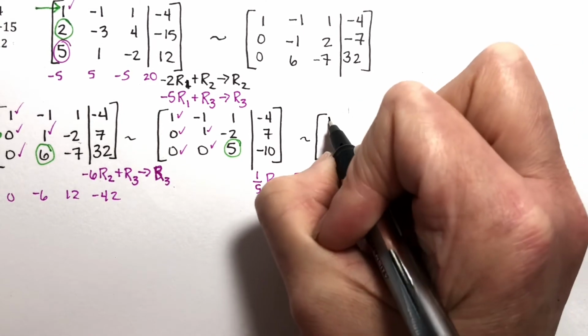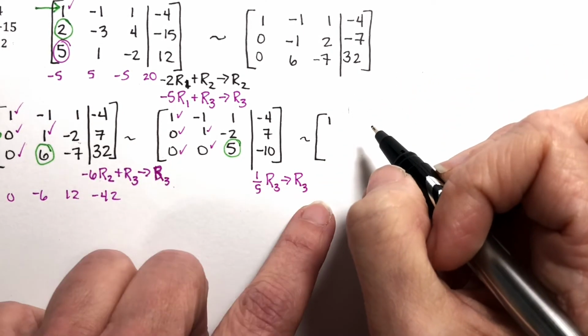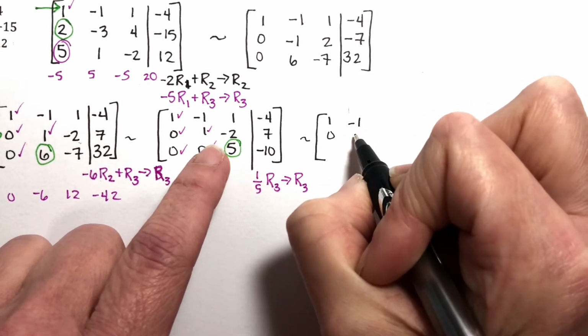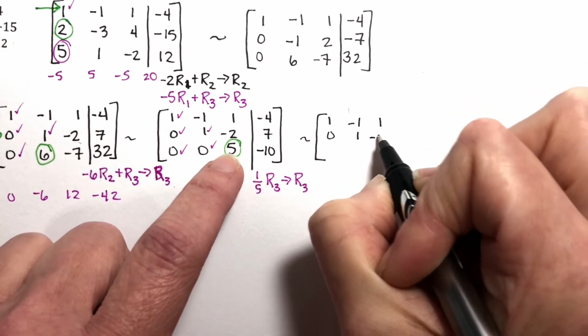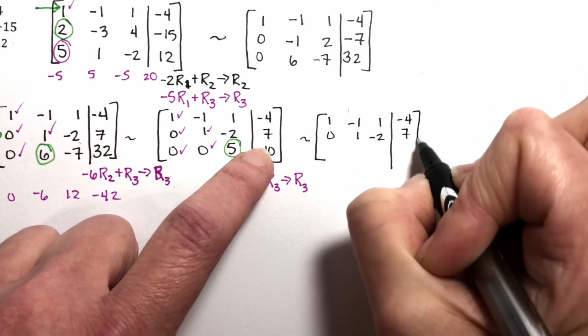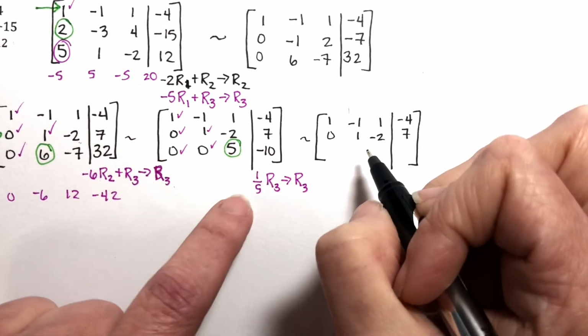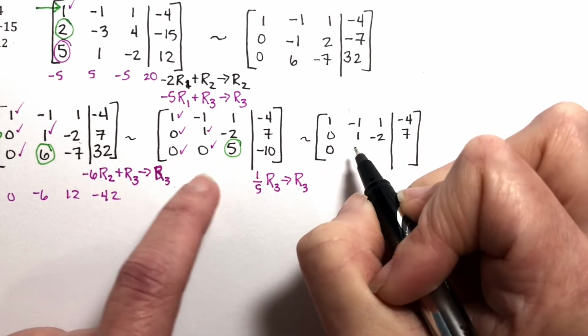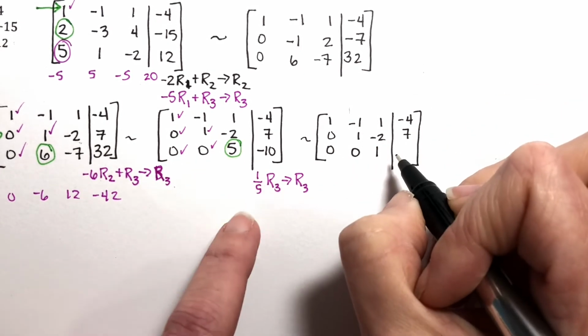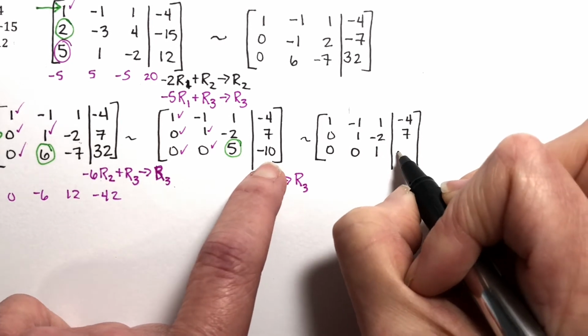Okay, so the only thing that's changing is row 3, so I'm going to recopy 1 and 2. Okay, 1/5 times 0 is 0, 1/5 times 0 is 0, 1/5 times 5 is 1, 1/5 times negative 10 would be negative 2.